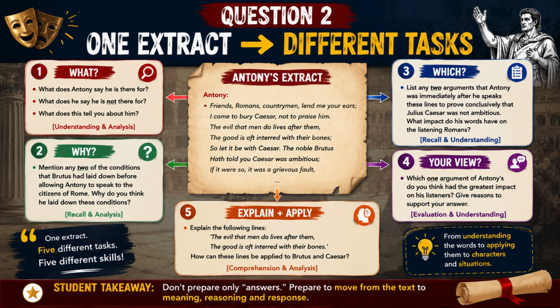Then comes a personal response. The paper asks, which one argument do you think had the greatest impact? And it specifically asks you to give reasons. And finally, you are asked to explain Antony's lines about the evil men do and the good that is often forgotten, and apply those lines to Brutus and Caesar.